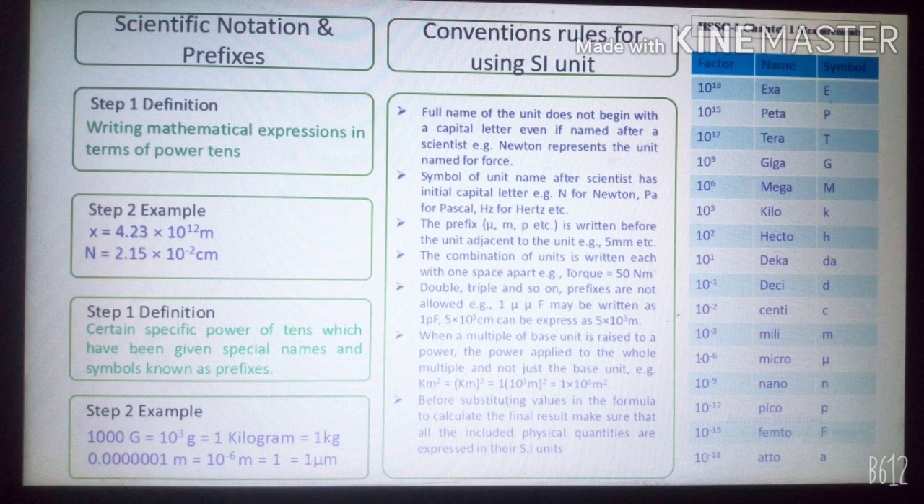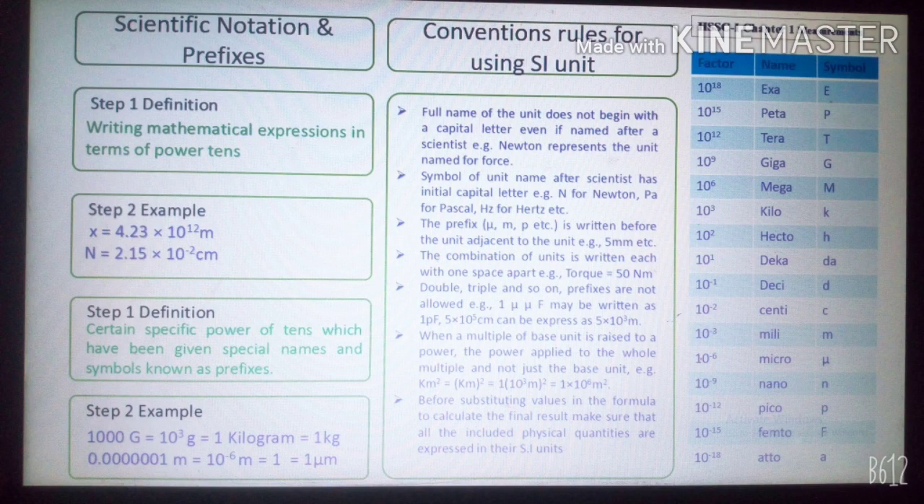Next point is related to the combination of units: they are written each with one space apart. Torque is equal to 50 newton meter. Next point: double, triple, and so on prefixes are not allowed. For example, 1 microfarad may not be written as 1 micromicrofarad, it should be written as 1 picofarad, or 5 multiplied by 10 power 5 centimeter can be expressed as 5 multiplied by 10 power 3 meter.